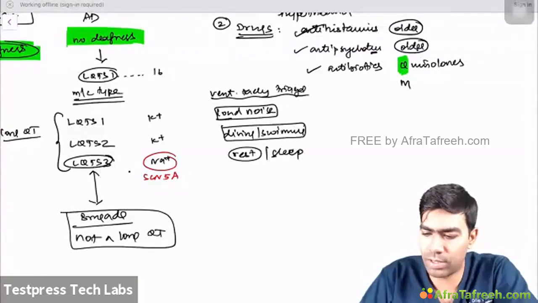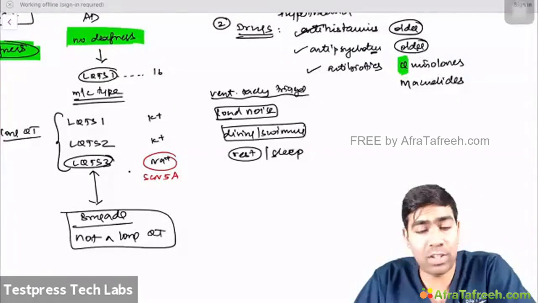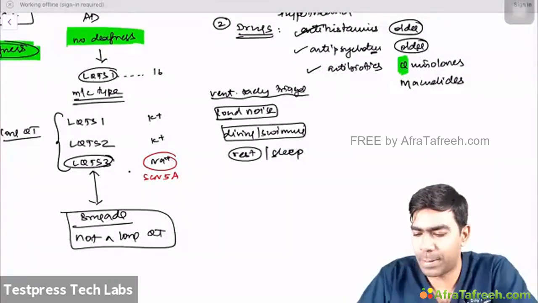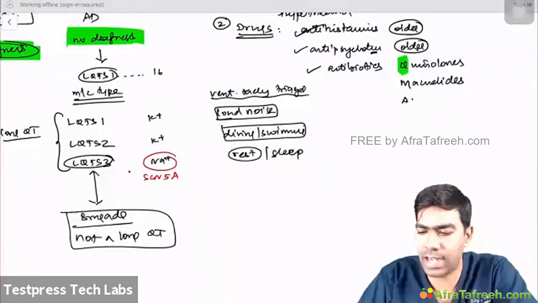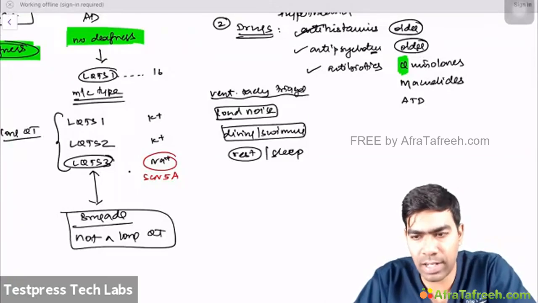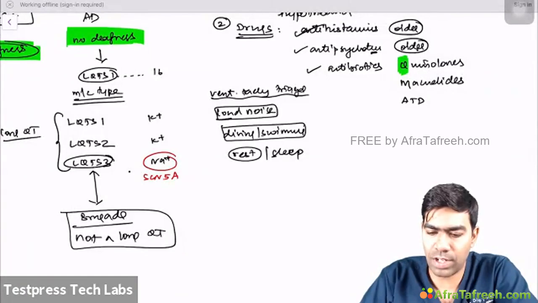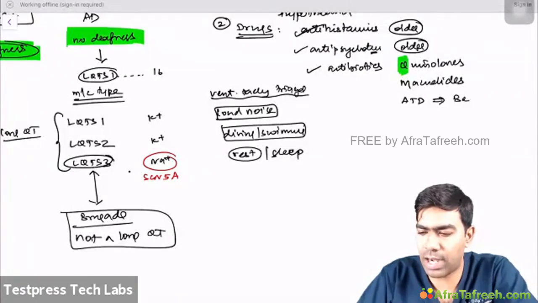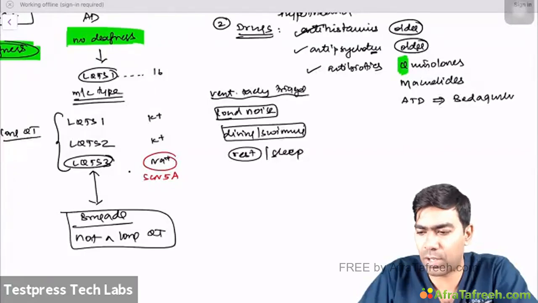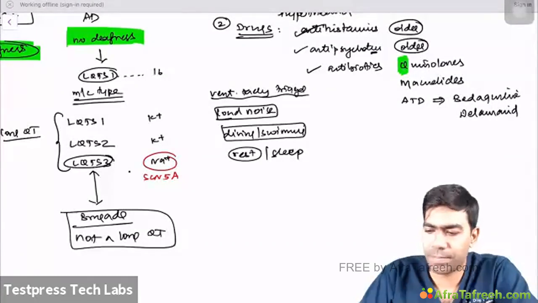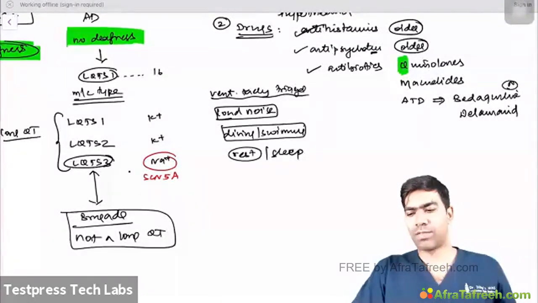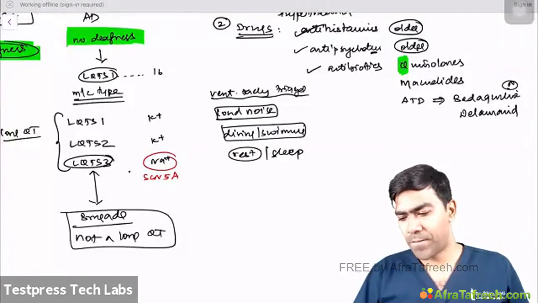Then macrolides, especially clarithromycin, very notorious. They can produce long QT. And then we have a lot of anti-tubercular drugs, ATDs, anti-tubercular therapy, especially the newer anti-tubercular drugs. That's what we need to know here, like bedaquiline and delamanid. We know these drugs, isn't it? Bedaquiline and delamanid can produce long QT. So this is a very important question for exams. Anti-tubercular drugs can produce long QT.